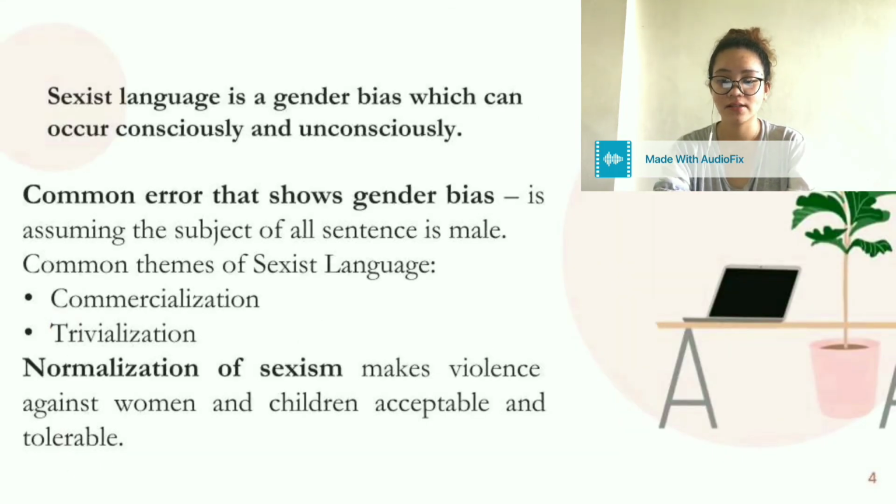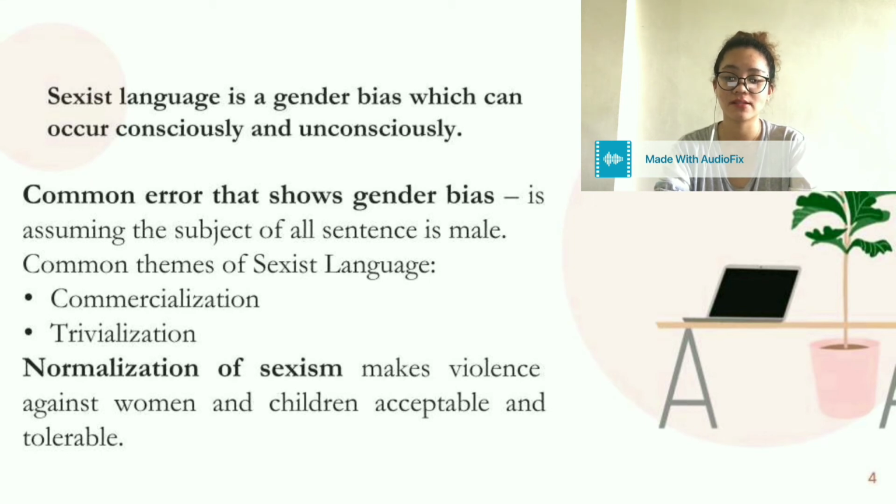Sexist language is a gender bias which can occur consciously and unconsciously. When unconscious, the gender biased language can be considered a product of society. Other people use sexist language, and repetition normalizes it until the speaker unconsciously produces his or her own sexist language, where men are the norm and women the other. A common error that shows gender bias is assuming the subject of all sentences is male.